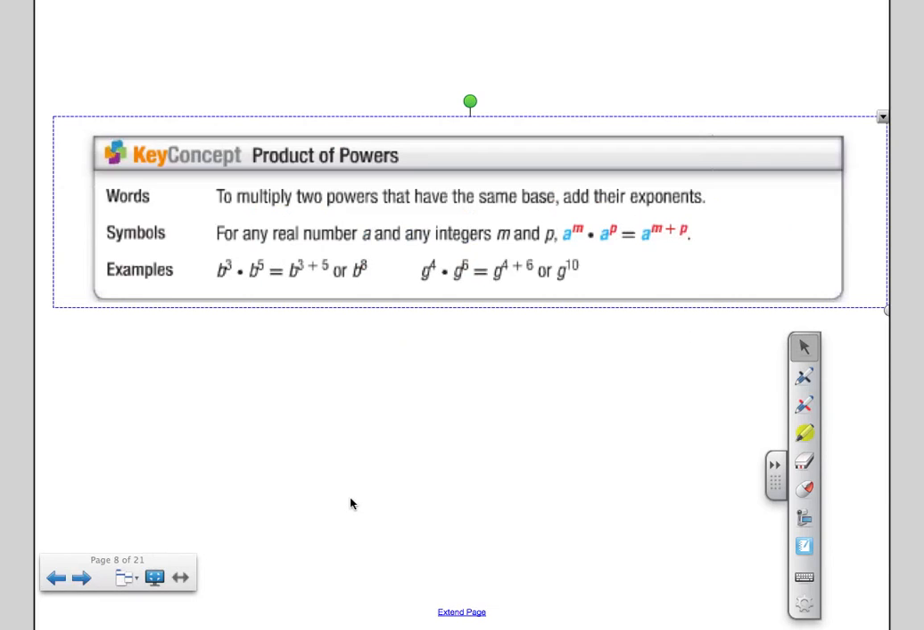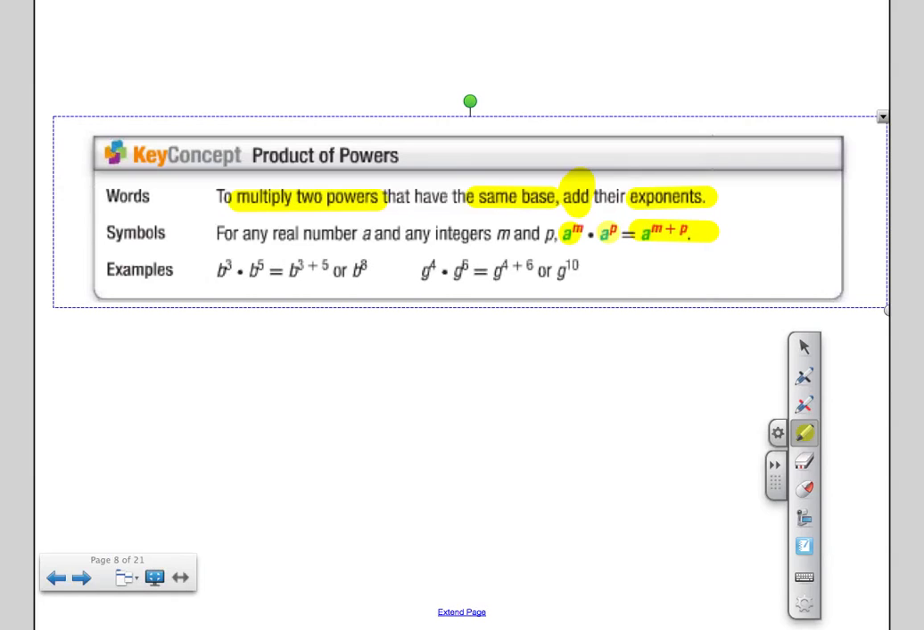Okay, and here it is as a key concept. To multiply 2 powers that have the same base, they have to have the same base, add their exponents. Okay? So a to the m times a to the p is equal to a to the m plus p.